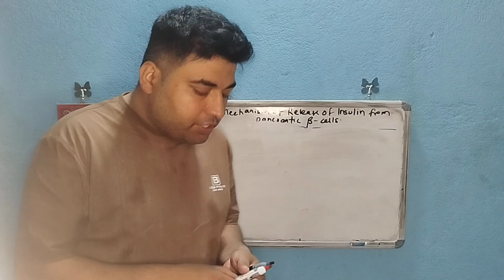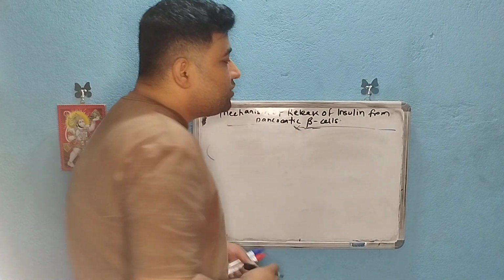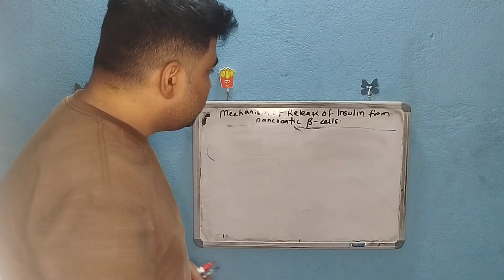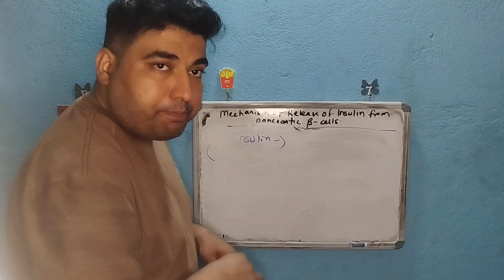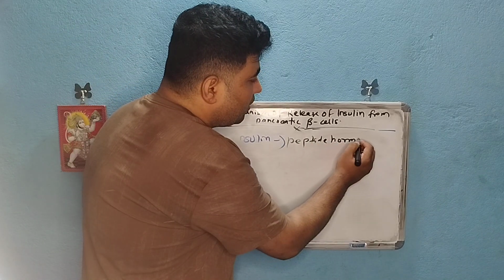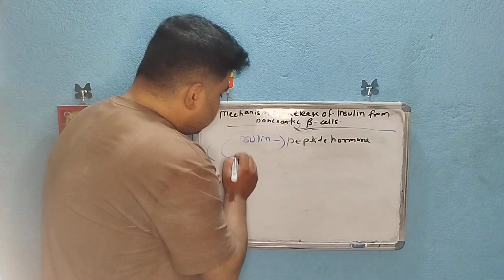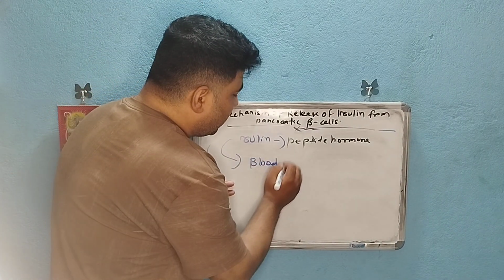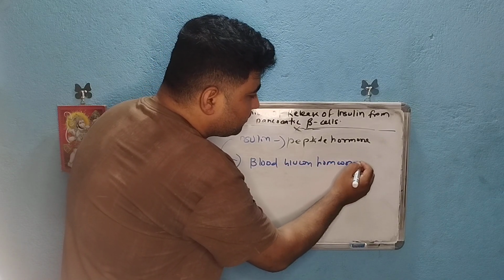Hello friends, in this video I'll be talking about the mechanism of release of insulin from the pancreatic beta cells. Insulin is a peptide hormone, and its major function is that it is involved in blood glucose homeostasis.